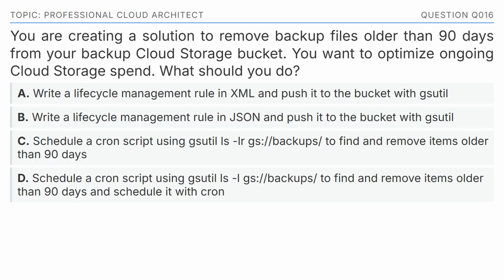Option C, schedule a cron script using gsutil ls -lr gs://backup/ to find and remove items older than 90 days. Option D, schedule a cron script using gsutil ls -l gs://backup/ to find and remove items older than 90 days and schedule it with cron.